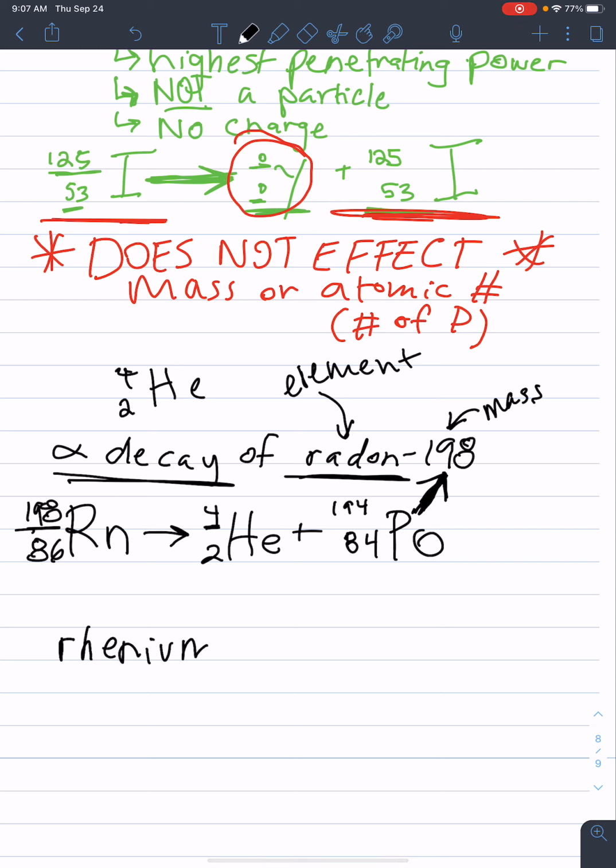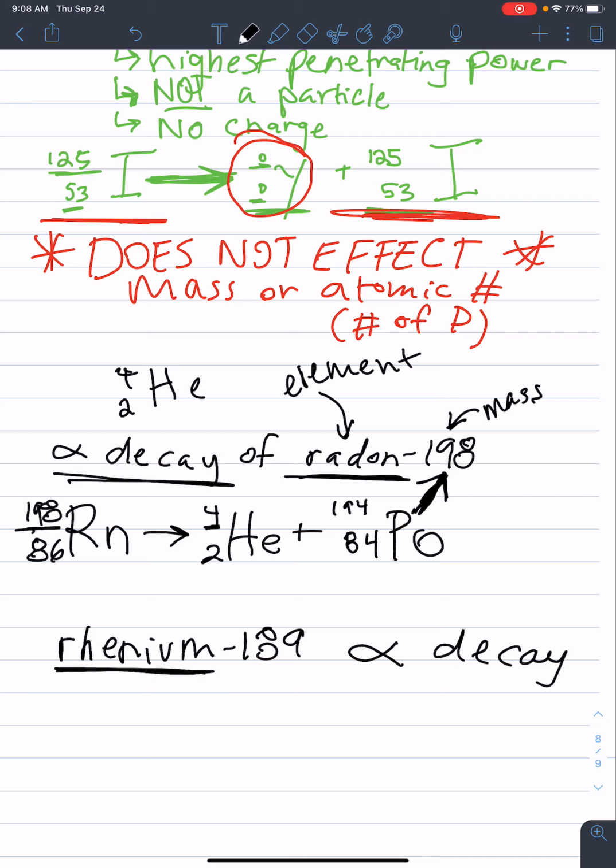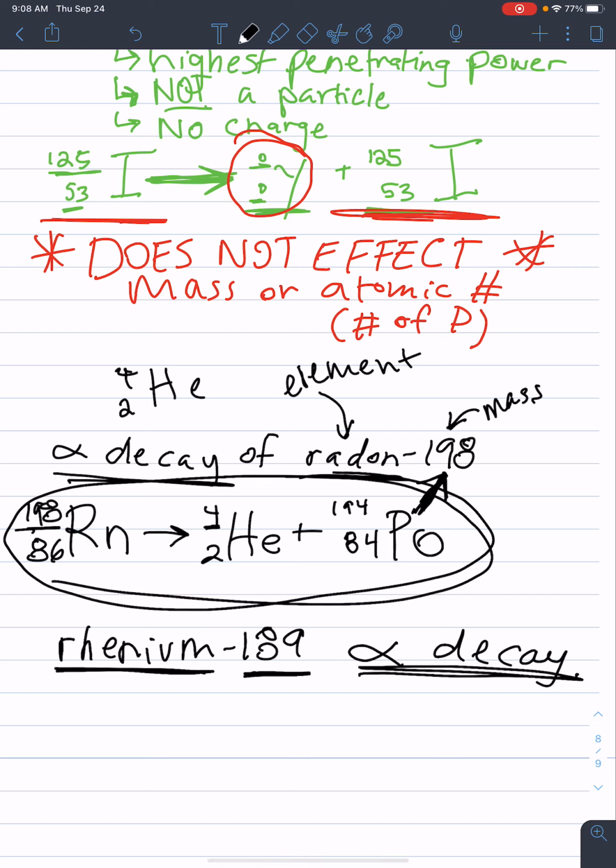Rhenium 189 goes through alpha decay, what is the product? Again, you're going to go find this on your periodic table, and then you're going to use this as your mass, and then you're going to have it go through alpha decay, and then you're going to get your final product. For this one you need to make sure that you tell me what the element is. You can write out this whole equation if you want for those last ones, but the main thing that you're looking for is this final element for those last few.